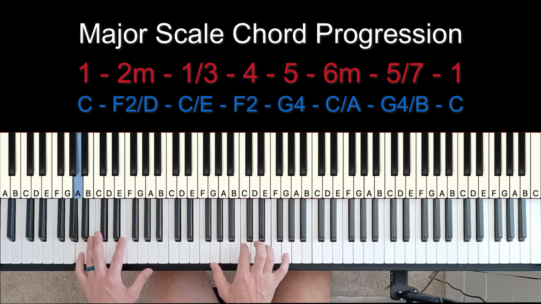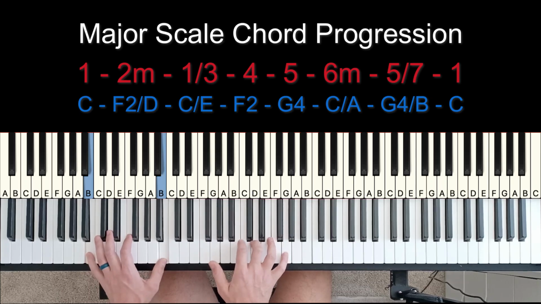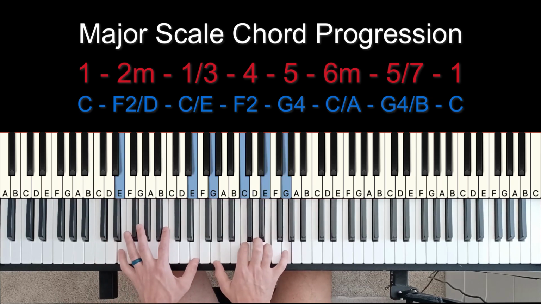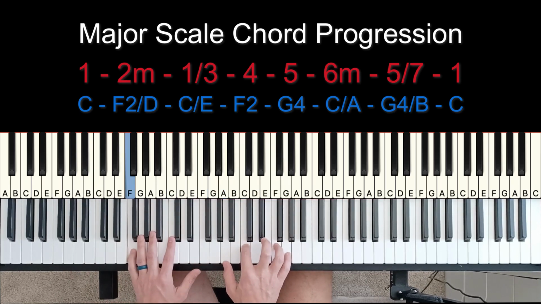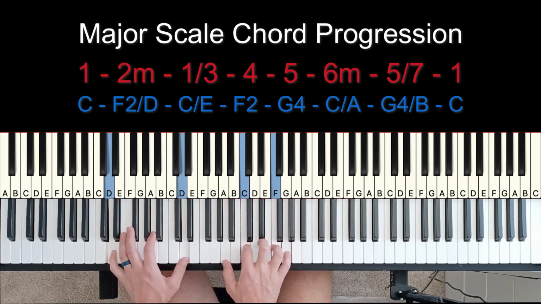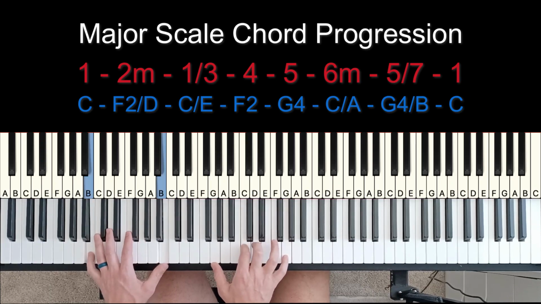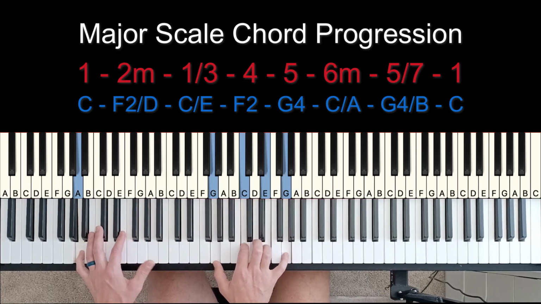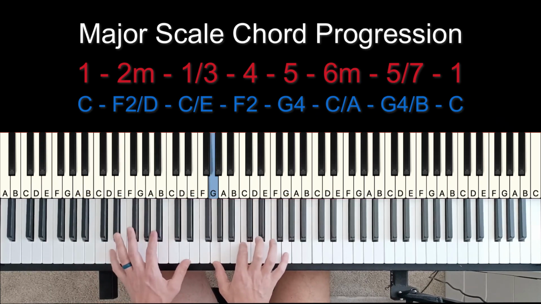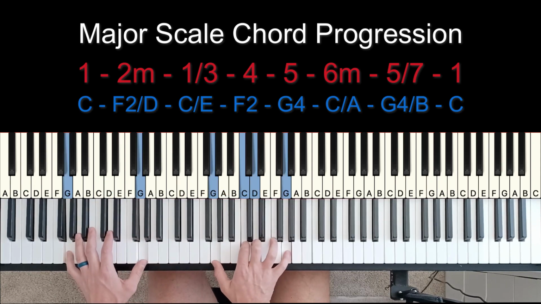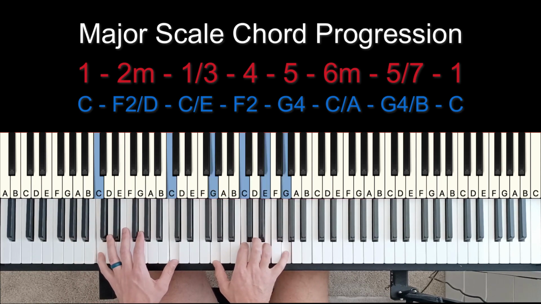To a 6, to 5 over 7, to 1, 1 over 3, 4, 2 minor, 5 over 7. And that's pretty much it for this one.